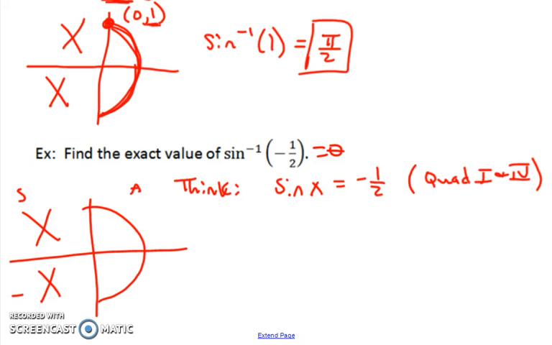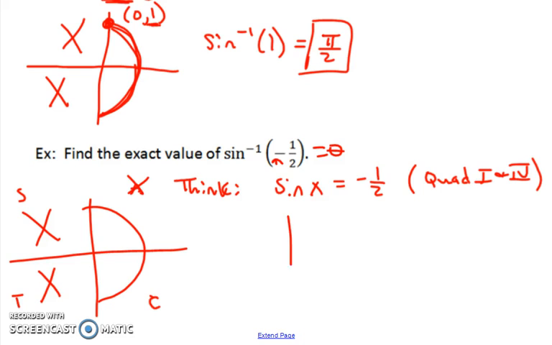All students take calculus. Oh wait, sine here has to be a negative ratio. So I already know it has to be in the fourth quadrant. My bad. It can't be in the first quadrant because it would be positive in the first quadrant.